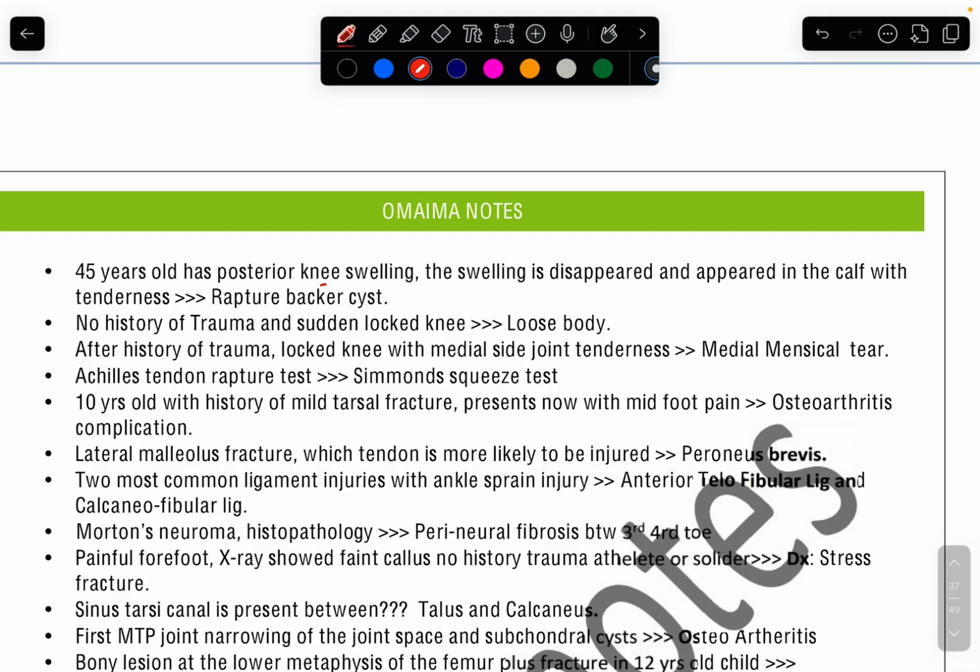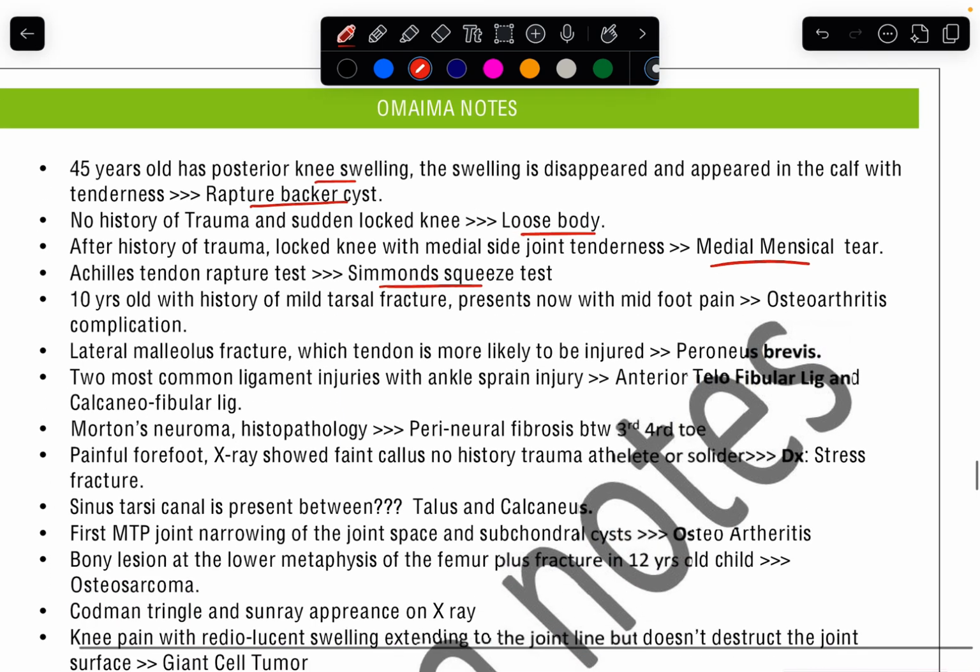45-year-old with posterior knee swelling. Swelling disappeared and appeared in the calf: rupture of Baker cyst. No history of trauma, sudden locked knee: loose bodies. History of trauma, locked knee, medial side tenderness: medial meniscus tear. Tendon localization, Simmonds test.